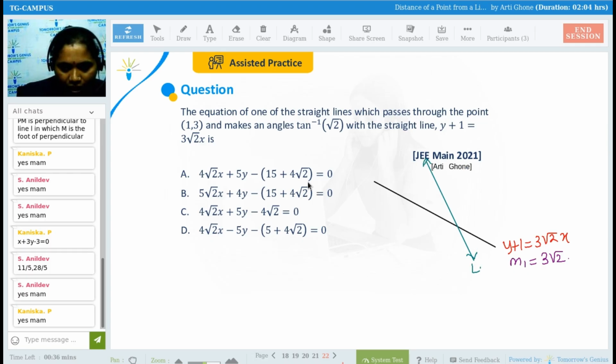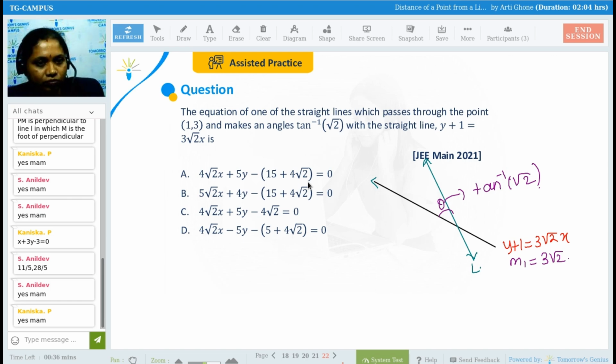And one more thing is given, that the angle between them is tan inverse of root 2. An easy question, no? Okay. So we have directly the value of tan theta. So you are able to solve. Got it? Clear? Try to solve.